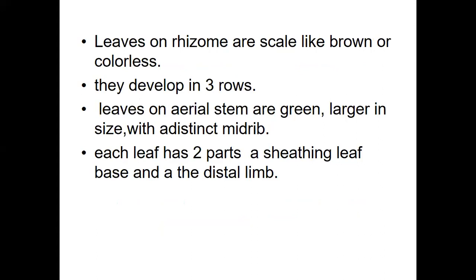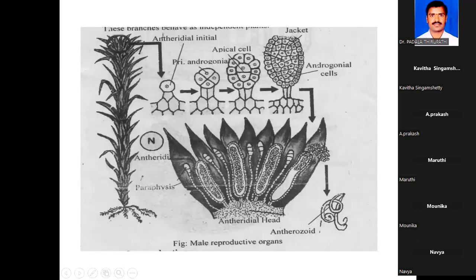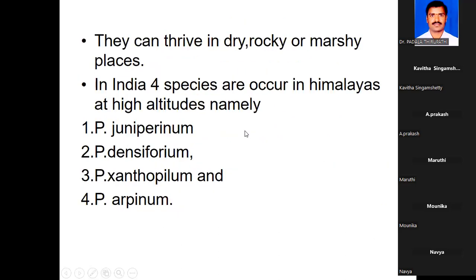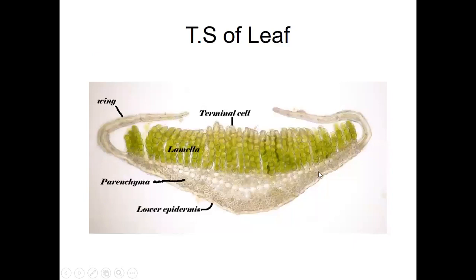So this is regarding the rhizome, the underground part of the gametophyte. Now we are moving on to the upper erect leafy shoot. Each leaf has a midrib in the center, and each leaf is going to have two parts, that is the leaf base and the distal limb. I'll show you here the structure of the leaf. This is the leaf base, and this is a long leaf lamina, or we call it a blade. This is the TS of the leaf, you can see here.